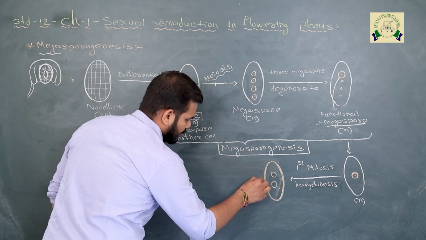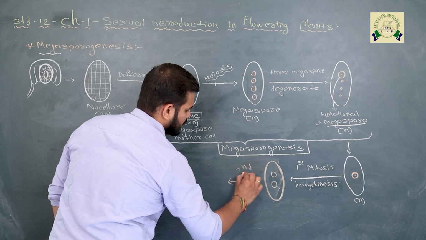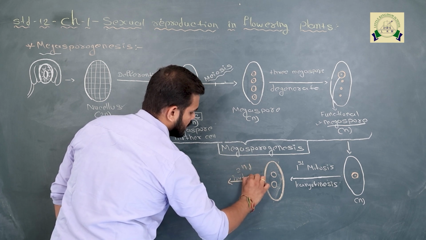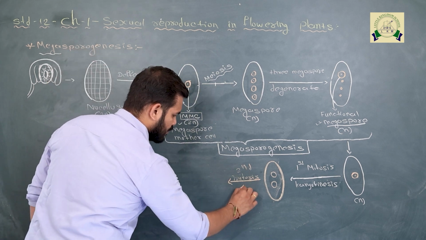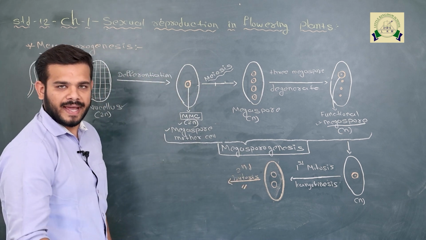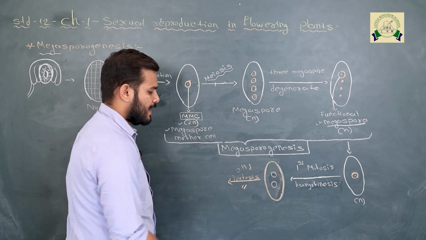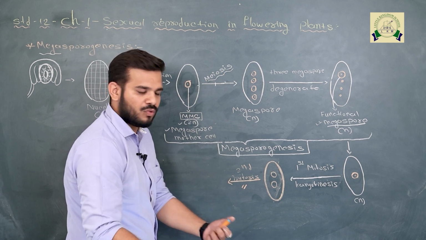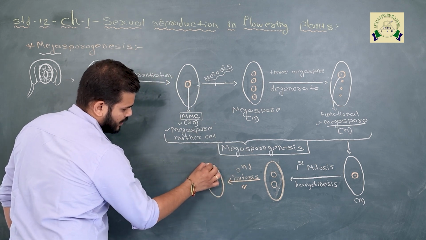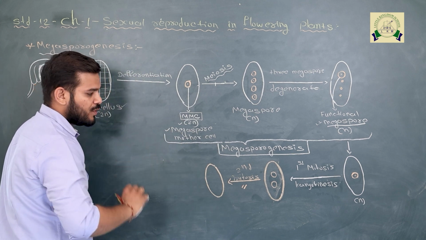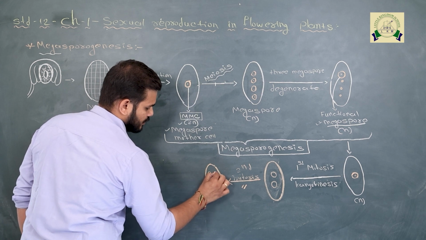Next, the same process, second time, second mitosis, but only and only karyokinesis. As a result of karyokinesis, this nucleus divides into two more nuclei, and this nucleus also divides into two more nuclei. So as a result, now we have a total of 4 nuclei, 2 from this nucleus, 2 from this nucleus.